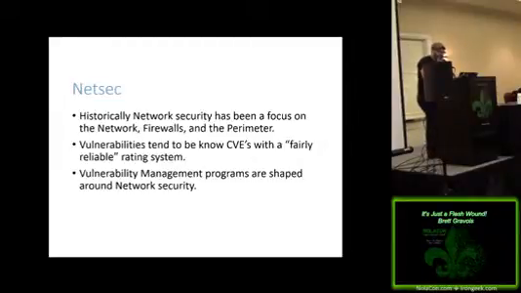Historically, with network security, we're looking at a focus on the network, the firewalls, and the perimeter. Vulnerabilities that we find in network security tend to be known as CVEs, and I'd say a fairly reliable rating system, that we get from either NIST or MITRE. It's usually shaped around things like OSs, like we see with Red Hat or Microsoft. Vulnerability management programs today are basically shaped around network security.